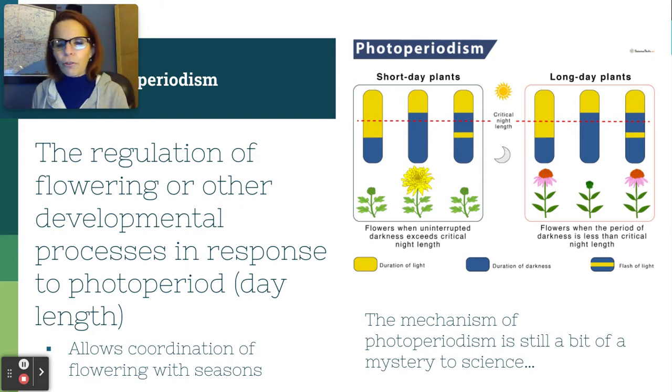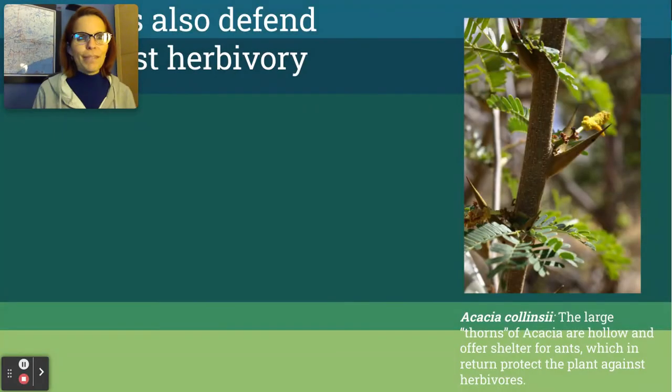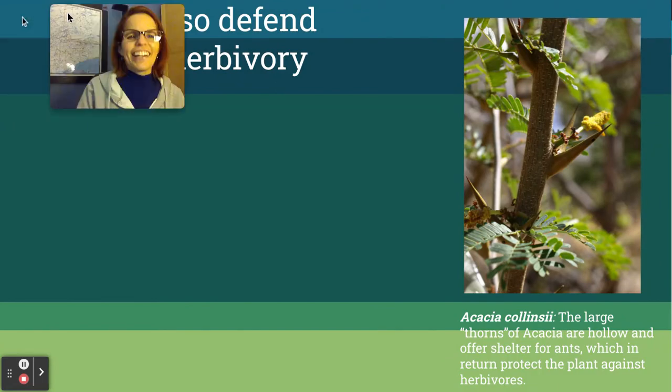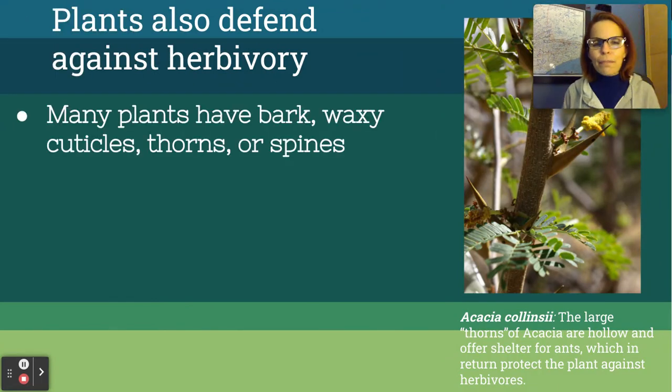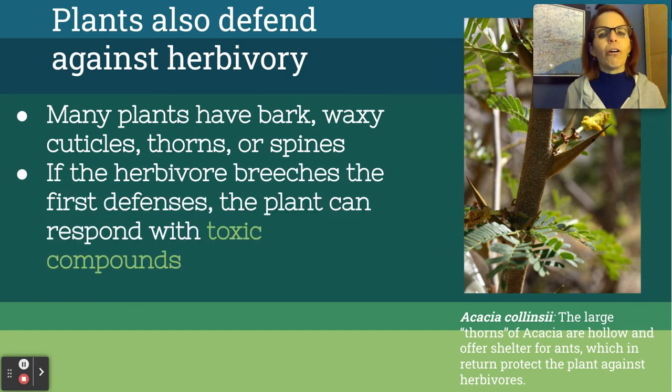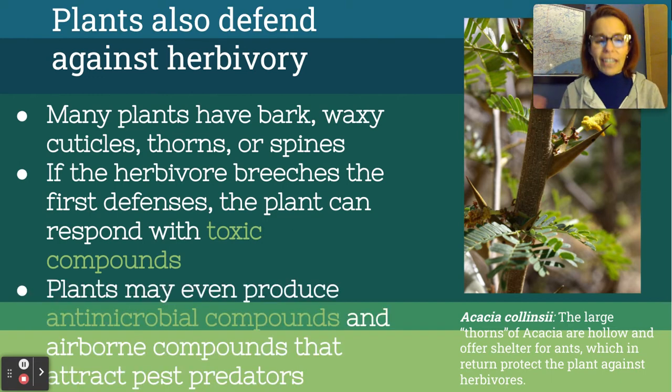So the mechanism of photoperiodism is still a bit of a mystery to science. All right, next it says plants also defend against herbivory. Many plants have bark, waxy cuticles, thorns, or spines. Those are all intended to protect them from herbivores. If the herbivore breaches the first defenses, the plant can actually respond with toxic compounds that make the animal sick or itchy, all kinds of things.